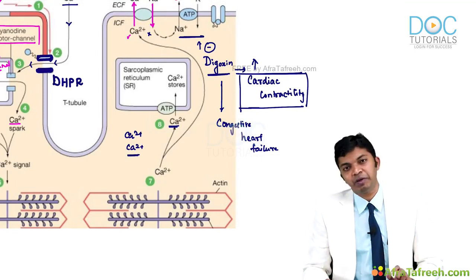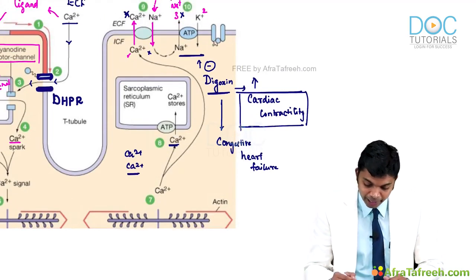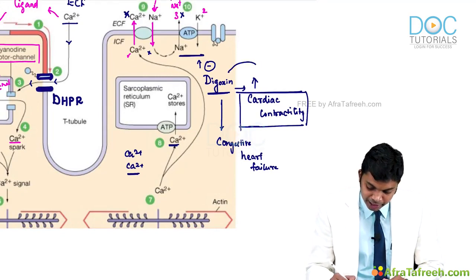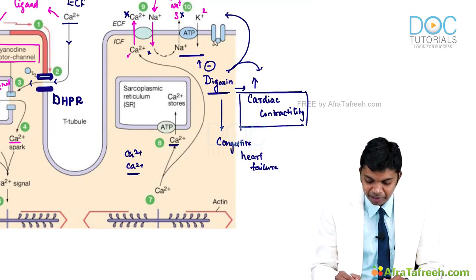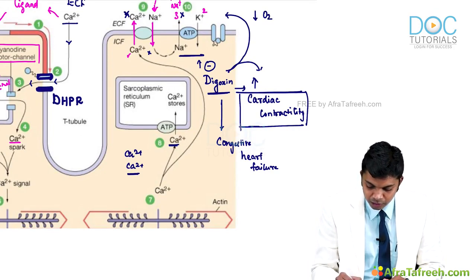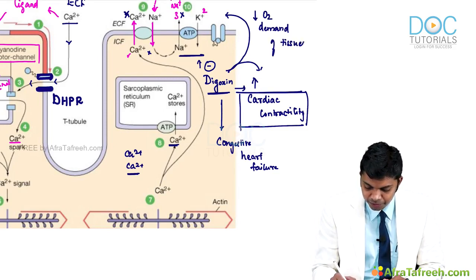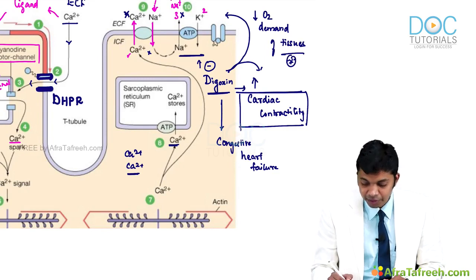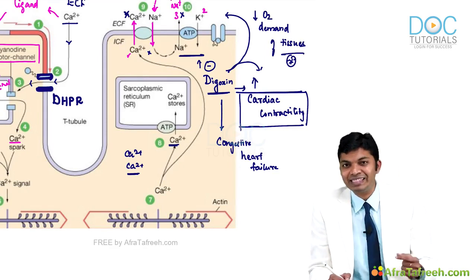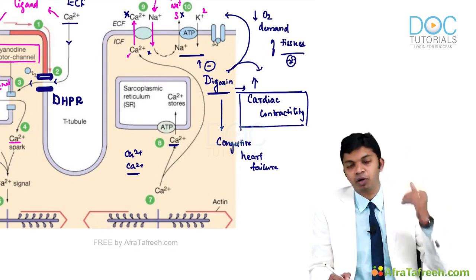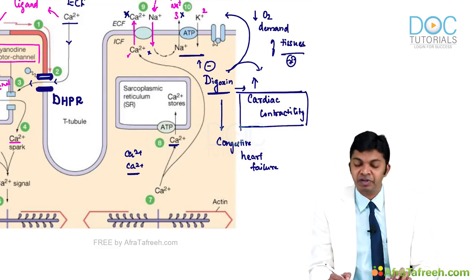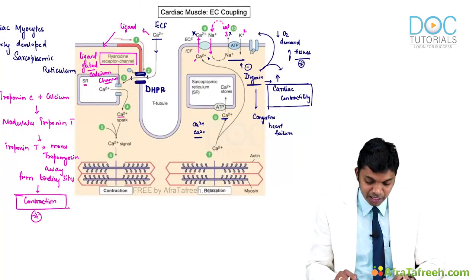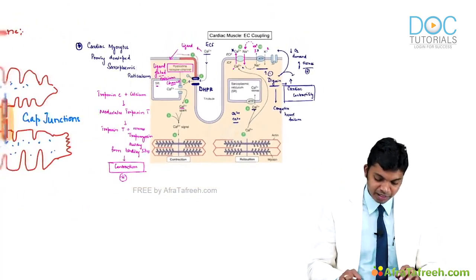Now, if you put this patient on digoxin, on one hand, you are increasing the cardiac contractility. On the other hand, since you are blocking sodium potassium ATPase, you are reducing the oxygen demand of the tissues. As oxygen demand of tissue reduces, the chances of development of ischemia and infarction are tremendously brought down. That is how digoxin is a lifesaver in case of congestive heart failure patients, doctors. So, that completes our cardiac contraction.